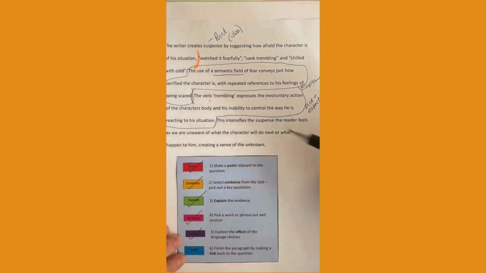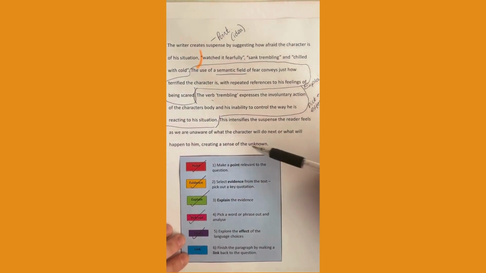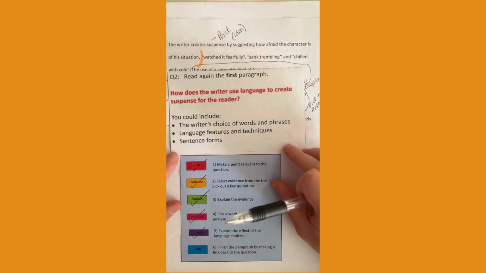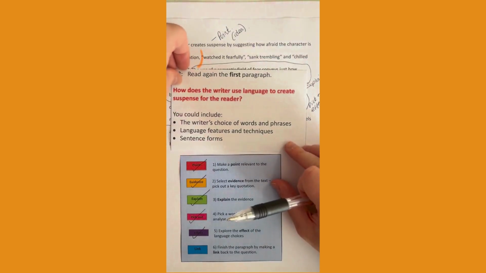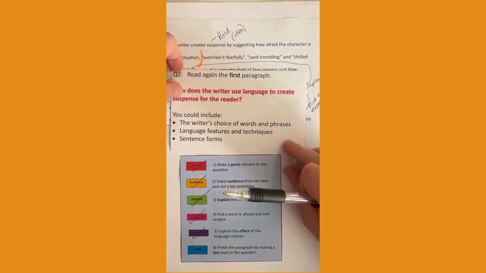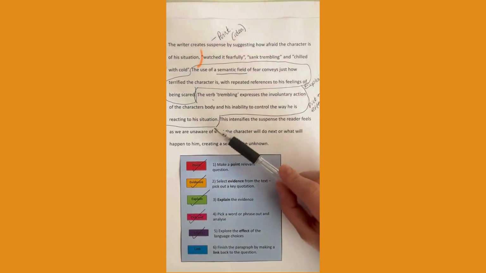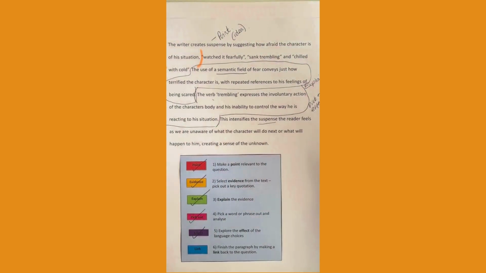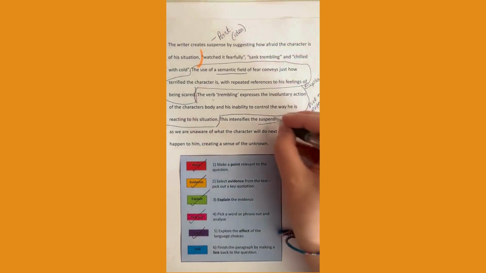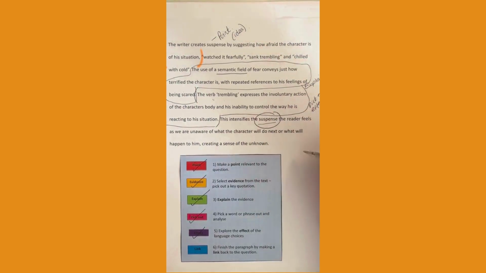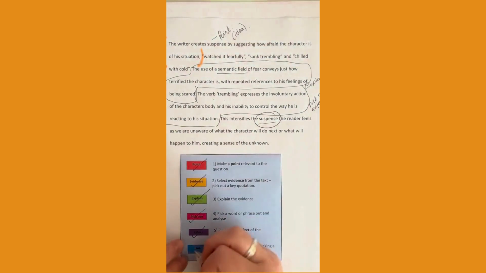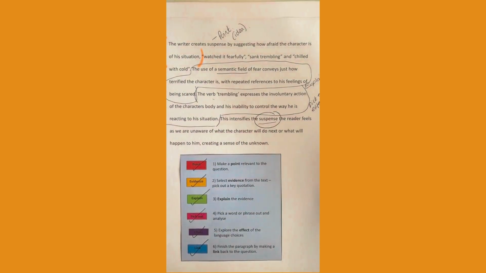And then finally, the very last sentence just links it all back to the question. Remember, our question is about how the language is used to create suspense for that reader. So we need to make sure we're either using the word or very close to the words of the question. This intensifies the suspense for the reader, and the reader feels as we are unaware of what the character will do next or what will happen to him, creating a sense of the unknown. Quite a simple statement, but we've got that key word from the question in there. We've linked everything back to the question as well, and that means that our 6 stages is finished and completed for that paragraph.